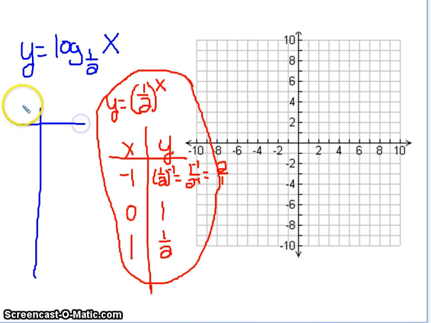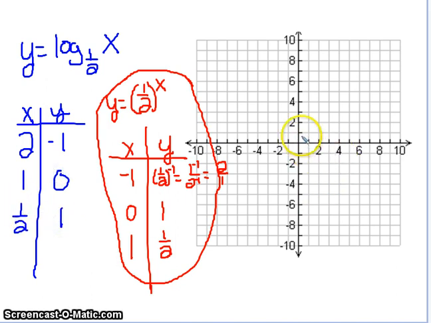Alright, so if I then find my inverse, then I would have 2, -1, 1, 0, and 1/2, 1. So 2, -1 is going to be here. Our 1, 0 is going to be here. And our 1/2, 1. So it actually is going to be going in this direction.